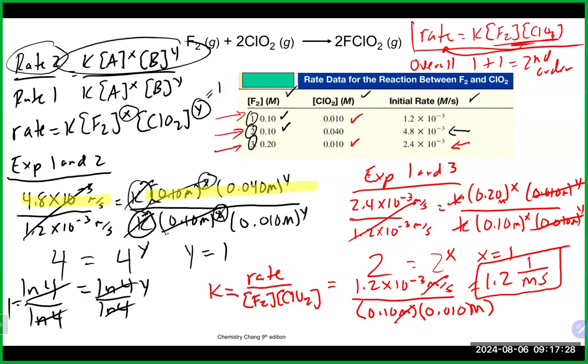So this is a very common sort of problem that you need to know how to do. You can take the table, and you want to find 2 entries where one stays the same and one varies. You can use that to figure out the orders. Once you figure out the orders, you can then figure out the rate constant. Once again, if I put the values in for experiment 2 or experiment 3 here, I will end up with the same rate constant. It should end up with the same value no matter which one you choose. Any question on any of those?